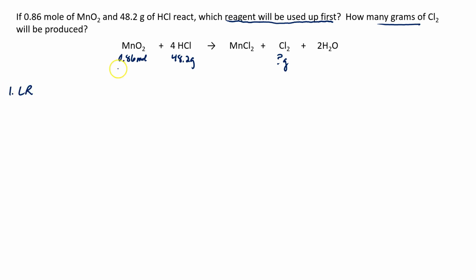And you know how I like to do it. I like to see which reactant gives me less product. And for some odd reason, they gave us the moles of manganese(IV) oxide, and they gave us HCl in grams, but we can make that work. So 0.86 moles of manganese(IV) oxide, and for every 1 mole of that manganese(IV) oxide, I can get 1 mole of chlorine.